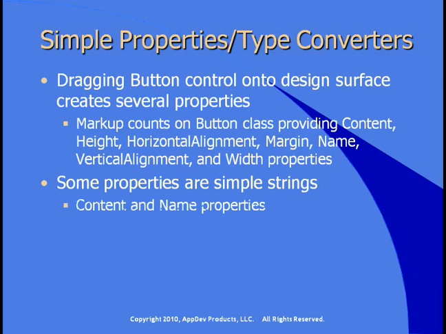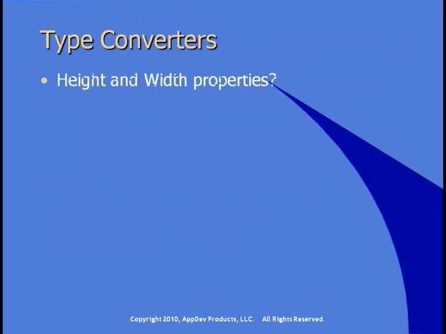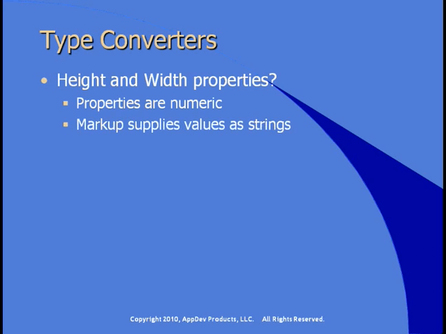For example, the content and name properties of the button were just strings, like button1 or click me. But others are more complex. Let's think about those, the ones that require some extra effort. For example, what about the height and width properties? We set those as a string, but clearly those are numeric properties. They're numbers, they're not strings. But the markup supplies their values as strings, their attribute values as strings.